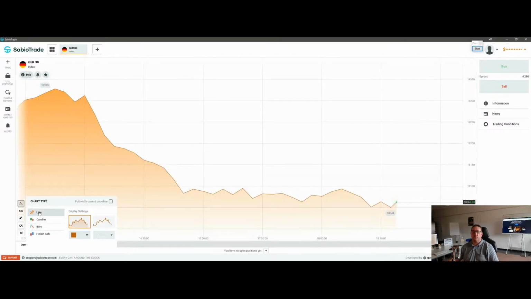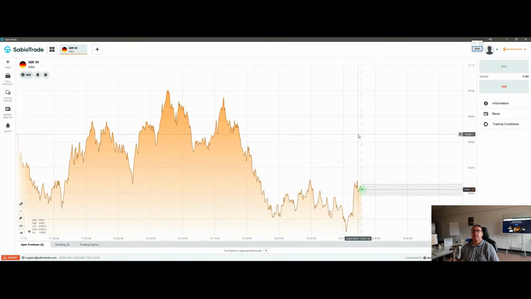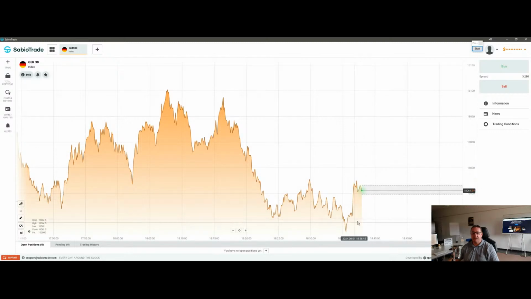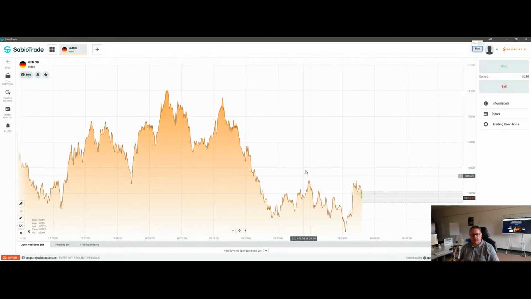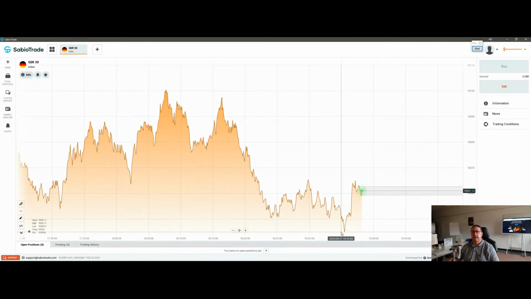And of course, in a line chart, there is absolutely no time frame. You just see the price going up and down, and you see the ups and the lows here, maybe between 8:30 and 8:35, roundabout. In line charts, there are no time frames.